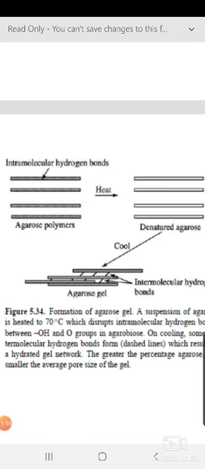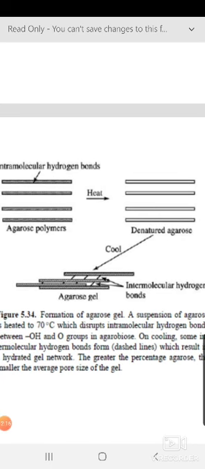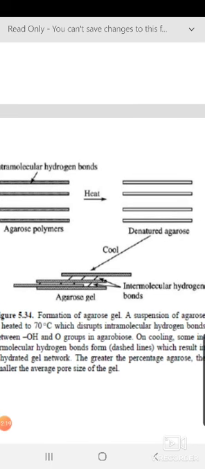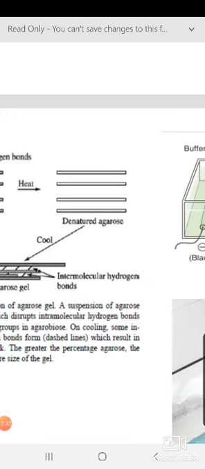So everything you are doing is mixing the agarose powder with the buffer in a certain percentage. Like if you want to prepare 2% agarose in a 100 ml solution, so 100 ml buffer, and you weigh 2 gram of agarose powder, and then you heat it to 70 to 80 degrees centigrade. It should boil and give you a clear solution. And what happens during this clear solution formation? It's actually denatured. And then when you are cooling, intramolecular and intermolecular hydrogen bond formation takes place.